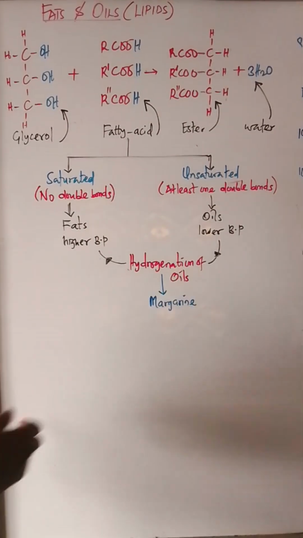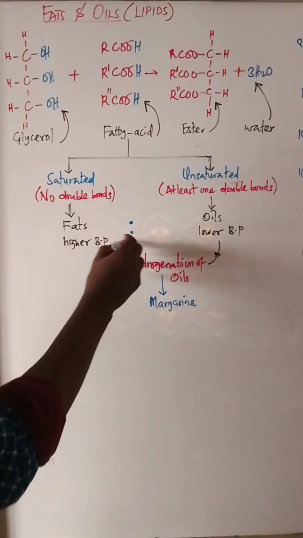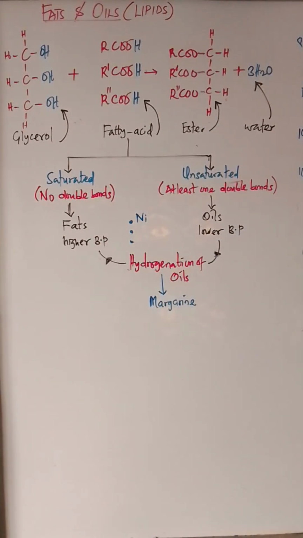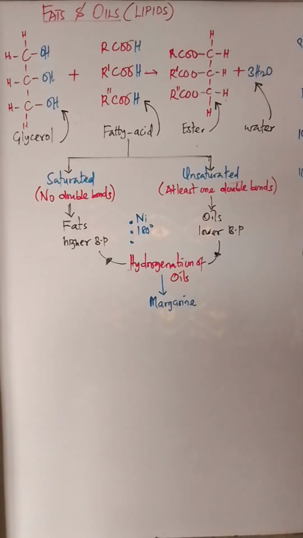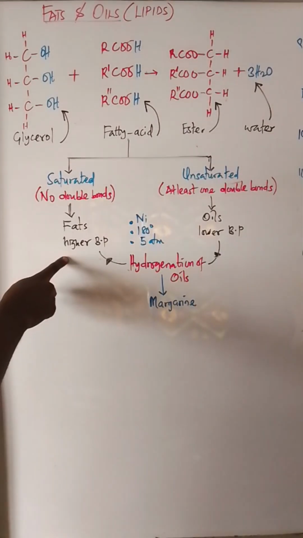In the process of this hydrogenation of oil, 3 things are essential. First, the catalyst. We use finely divided nickel, and this happens at a temperature of about 180 degrees Celsius and a pressure of 5 atm. So this fat formed is also called the hardened oil.